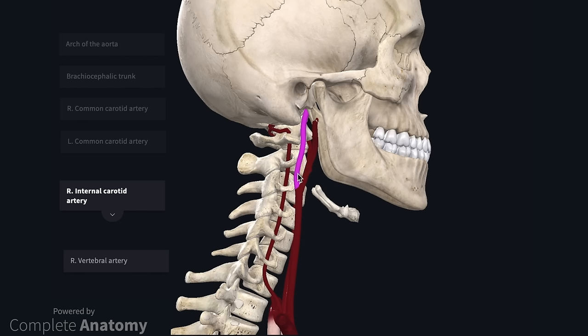The vertebral arteries arise from the subclavian artery, as we can see. These arteries ascend the neck by passing within the transverse foramina of the cervical vertebra.